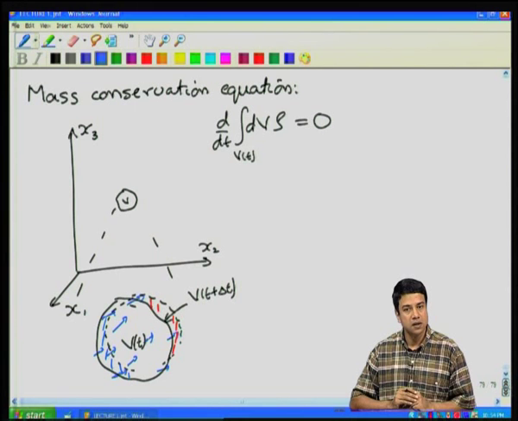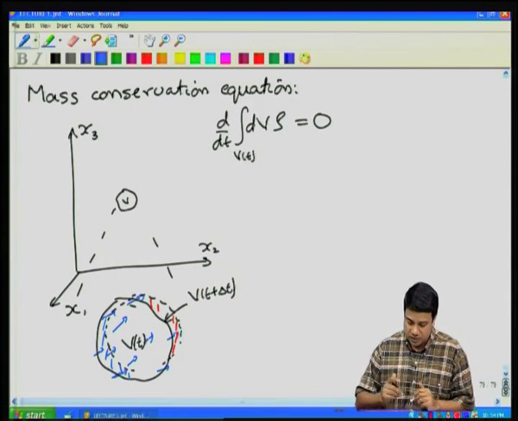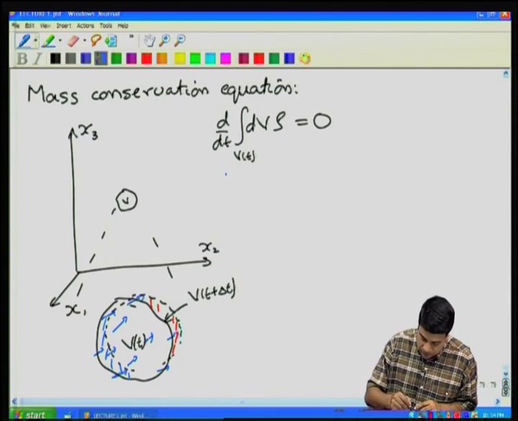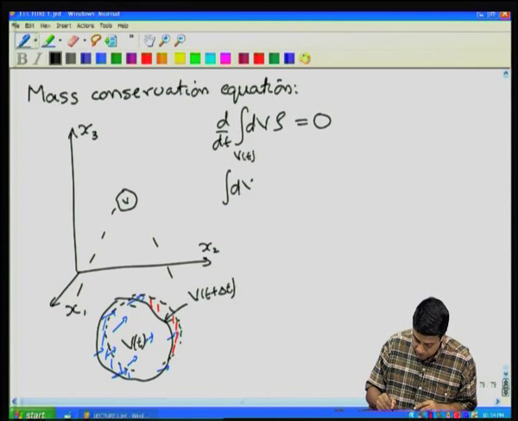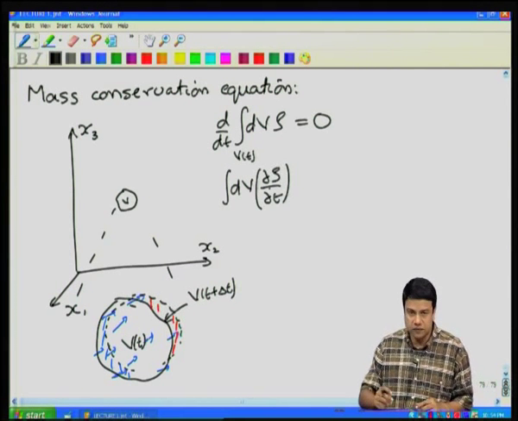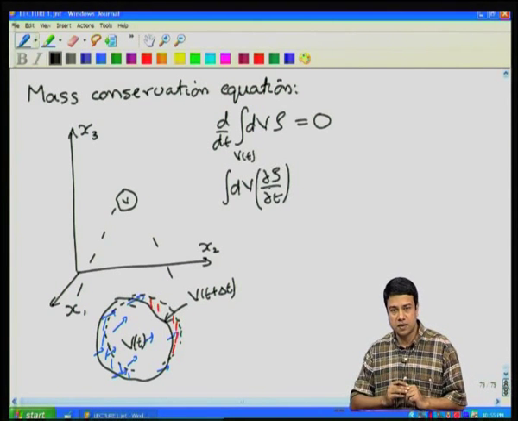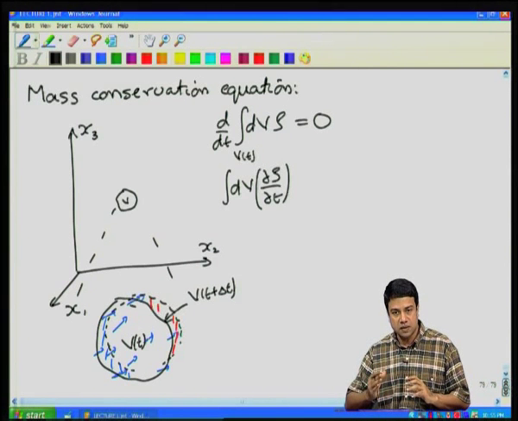The change in mass due to the change in density within the volume itself is of course just the integral over the volume of partial rho by partial t. That is the rate of change of mass within this volume due to the change in density itself. And then there is the sum of the total mass that comes in and leaves because this volume is moving.